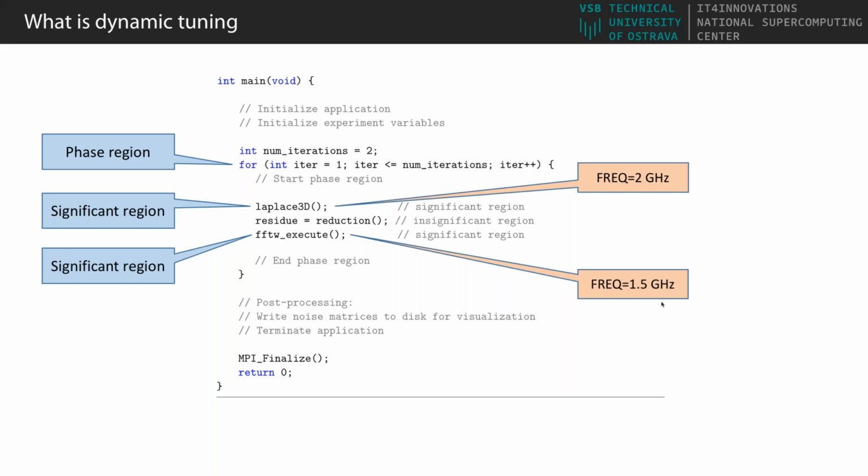And then as your loop progresses, based on entering these two regions, the runtime will just keep switching the frequency of the CPU between 1.2 and 2 gigahertz. So this is what we mean by dynamic tuning in the context of this talk.